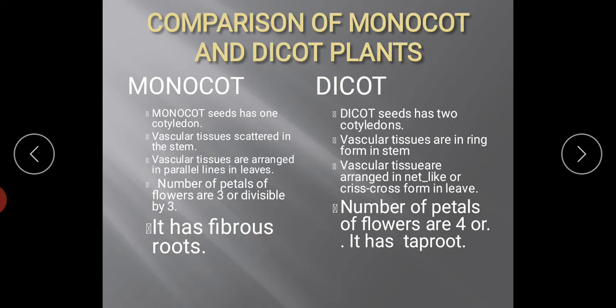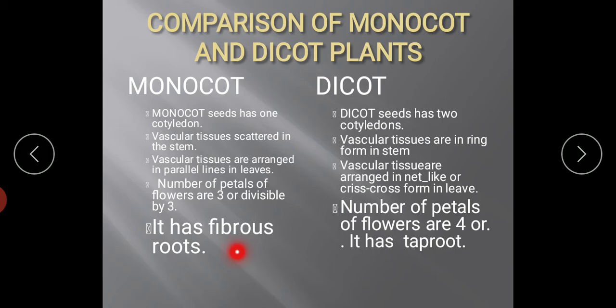Monocot and dicot plants, we can differentiate them by studying the structures of both groups of plants. Monocot seeds have one seed leaf, dicot has two seed leaves. The vascular system in the stem is in scattered form in the monocot stem, while it is in ring form in the dicot stem. Leaves also show different arrangement of vascular tissues. These are in parallel lines in monocot, while in dicot plants they are in net form. The number of petals of the monocot flower is 3, or a number divisible by 3. The number of petals in dicot flowers is 4 or 5, or a number divisible by 4 and 5.